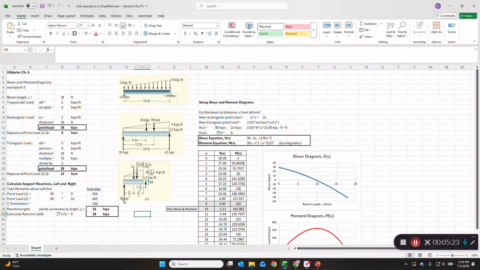Now, there's another way to do it if you're adept at such a thing. If you have a rectangular load with a 36 kip point load replacing the rectangular distributed load halfway between the left and the right end, that means you'll have 18 left and 18 right pointing up. Okay, let's just park that there. All right.